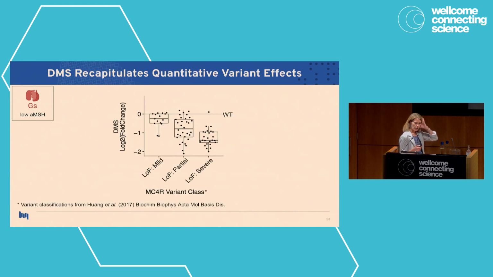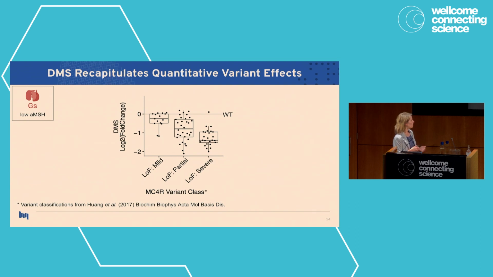All right, and then we're also really interested not just in pathogenic versus benign, but really understanding are there quantitative impacts of variants? Can we actually see, say, partial loss of functions or quantitative effects of variants?